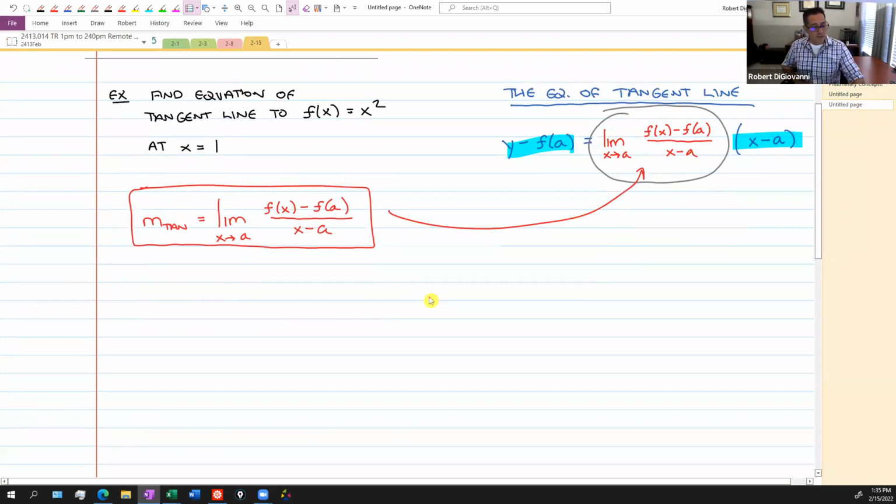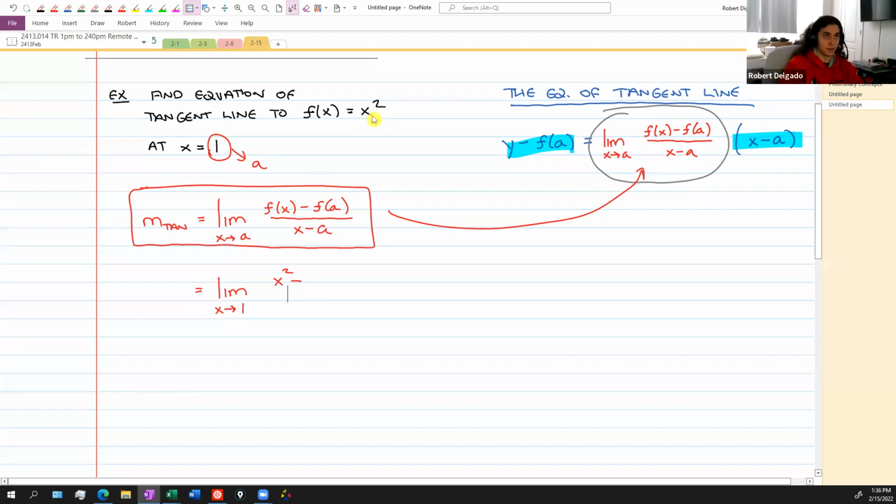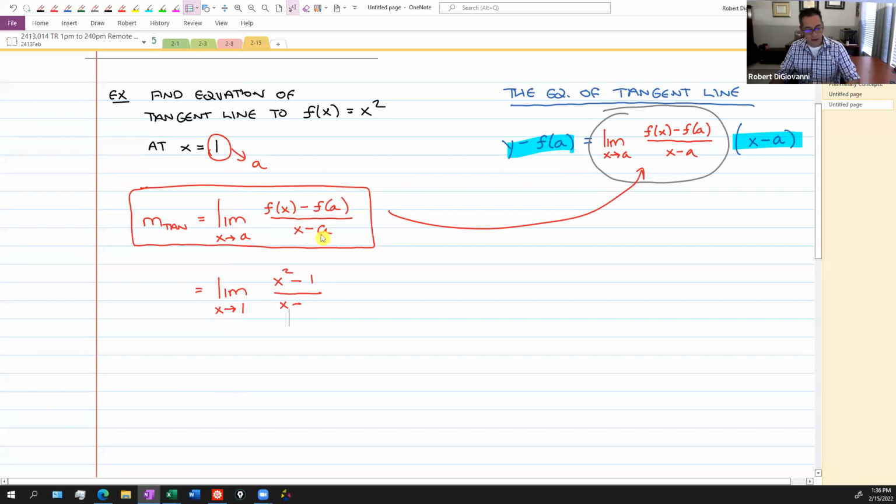All right, let's plug things in. Remember this 1, this is our a. Now I'm going to rewrite this limit. This is the limit as x approaches 1, where a is 1. f of x, well, we know the function here: the function is x squared, so that becomes x squared. Minus f of a. What happens when we plug 1 into that? What do we get? 1. And then we go over x minus a again, which is 1. Any questions on that?